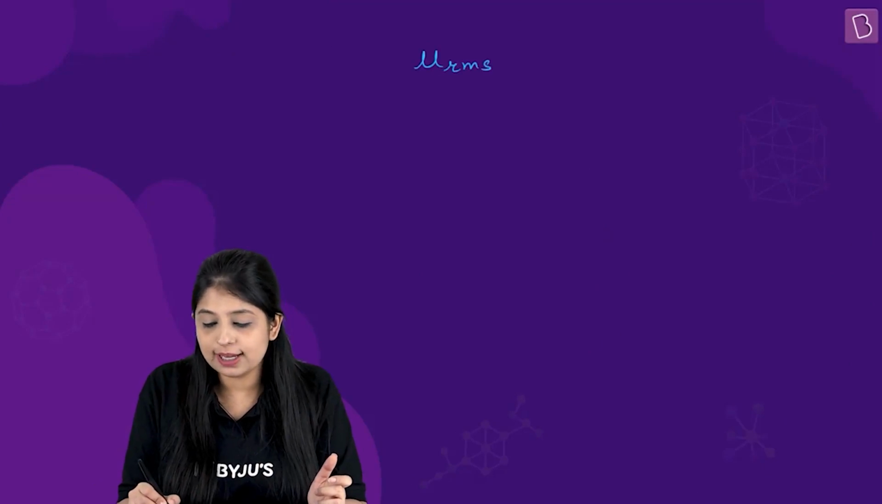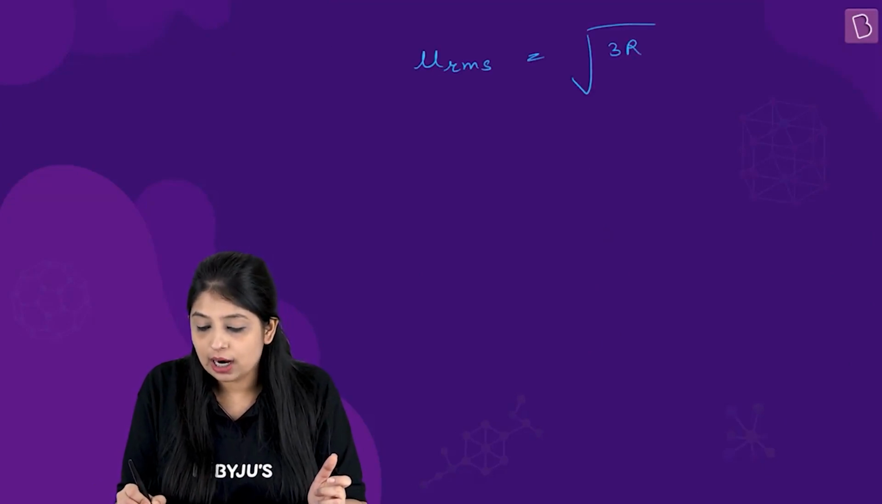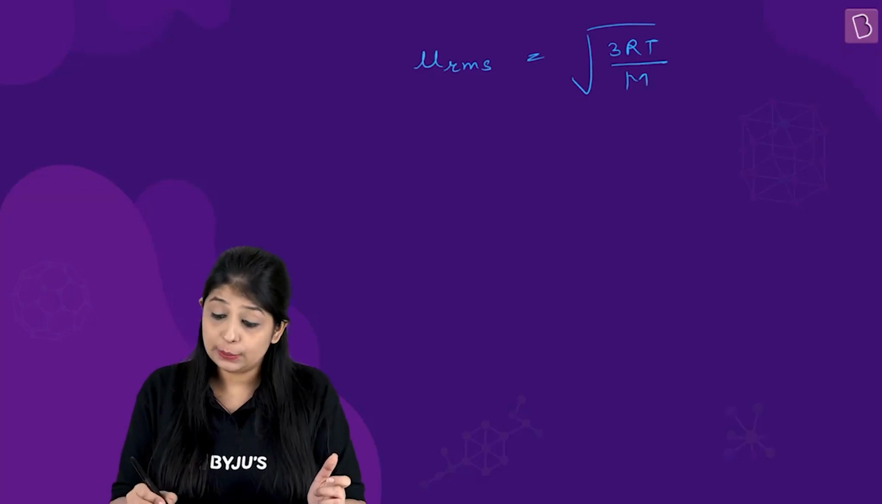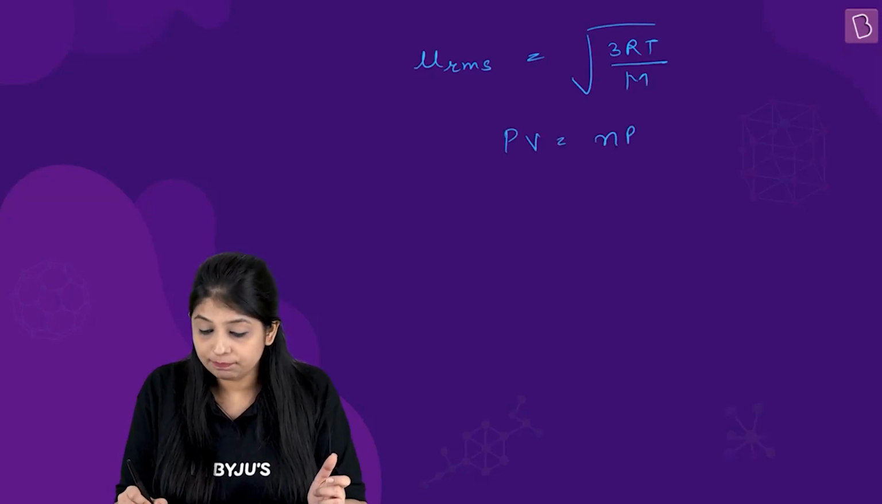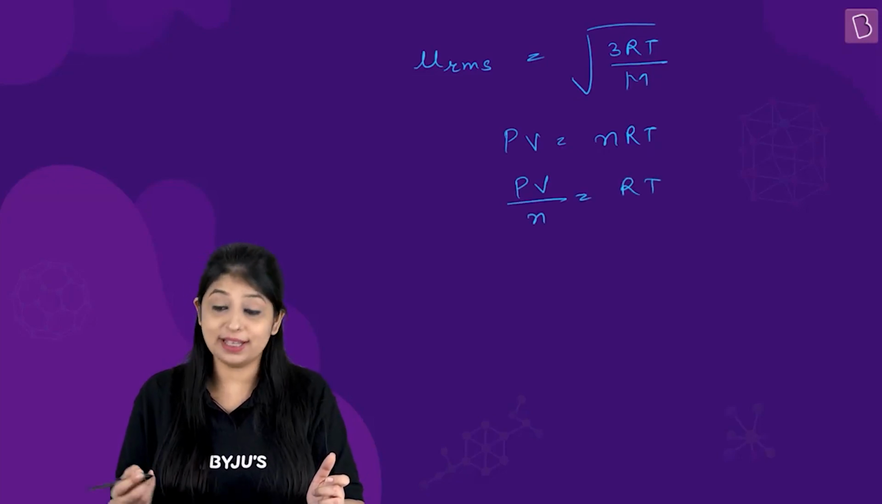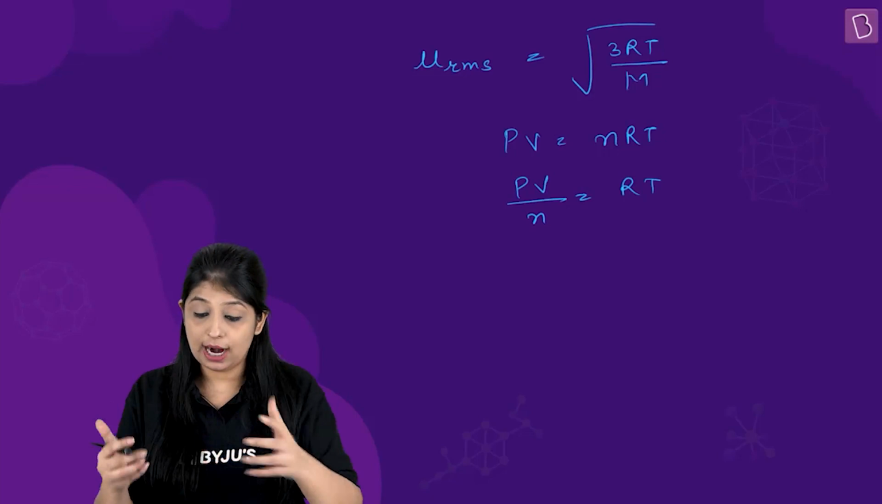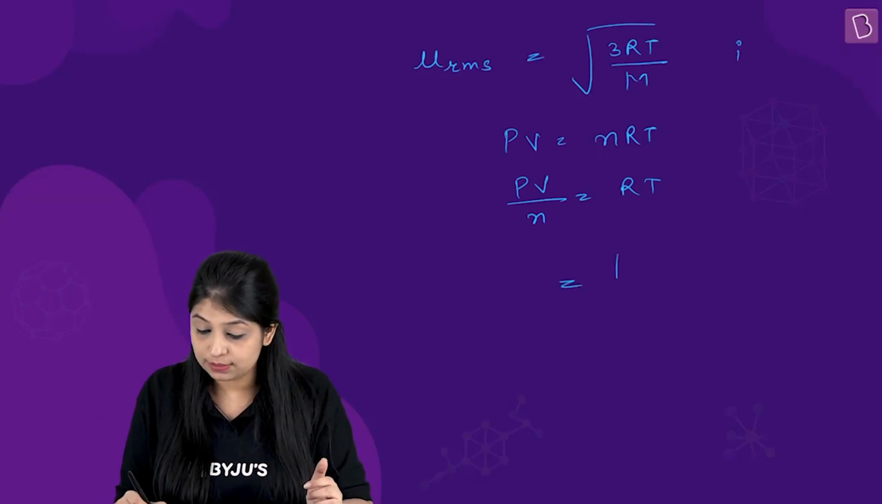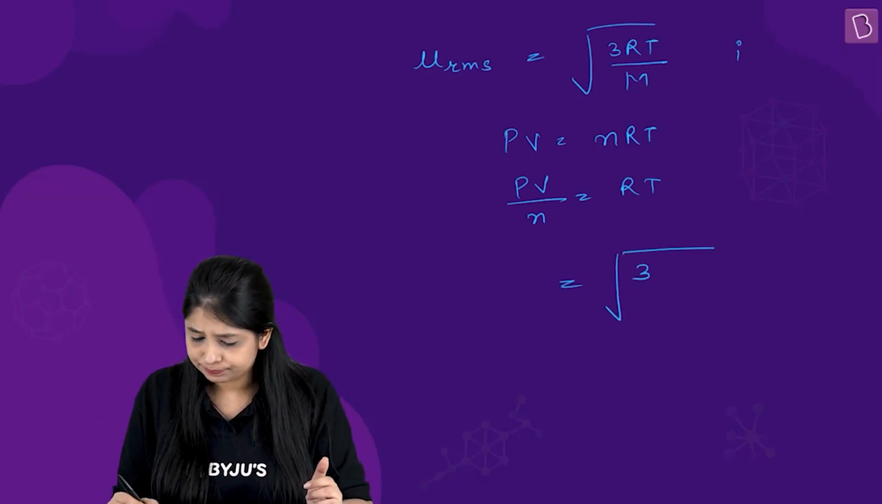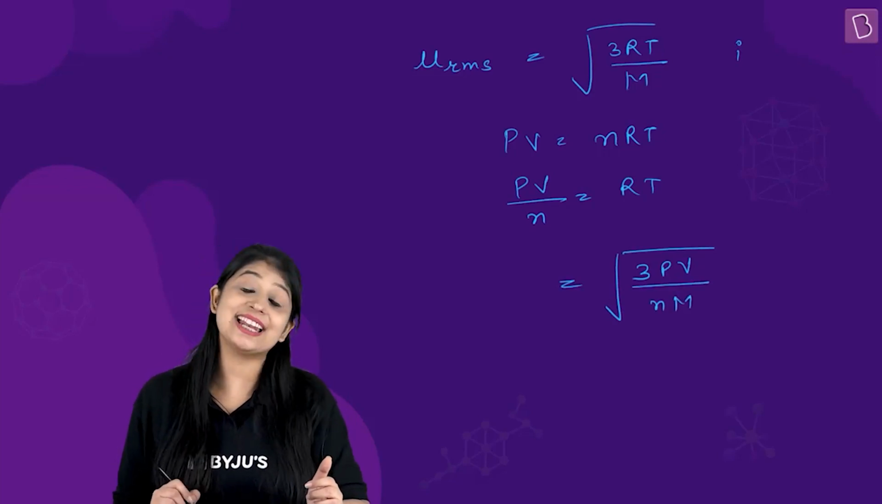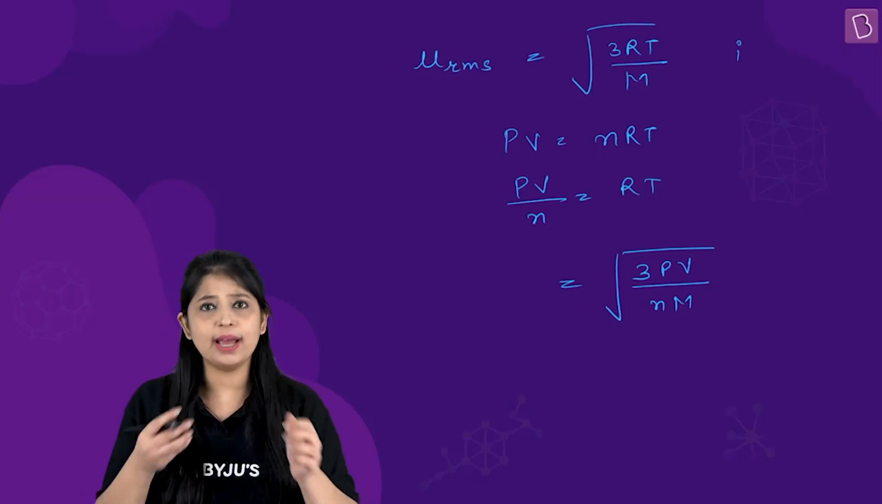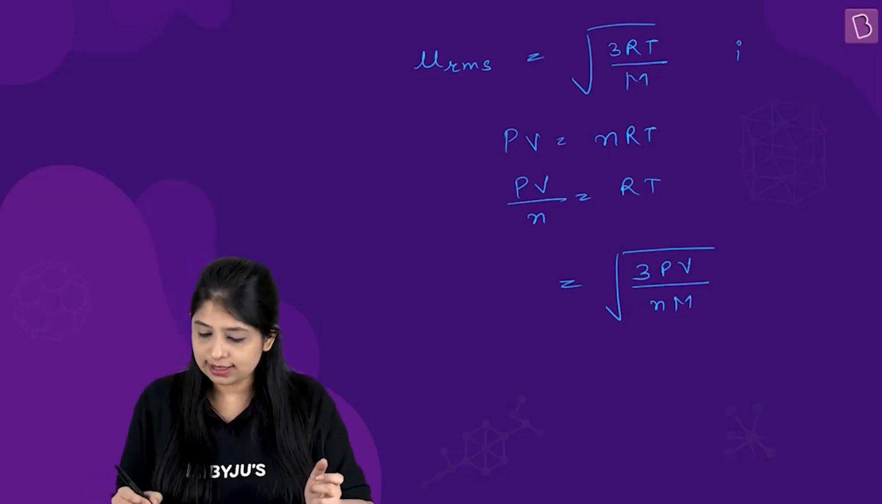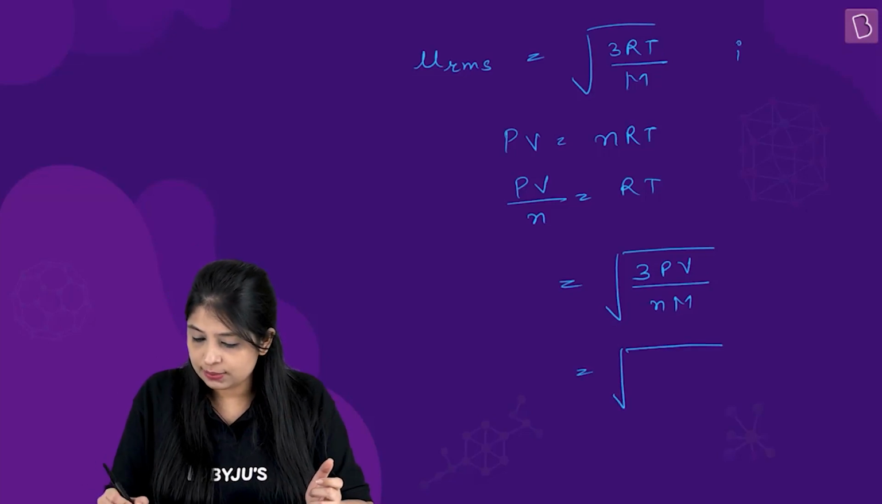Okay, so what do we know about URMS? We know the formula is under root of 3RT by M, right? We also know that PV is equal to nRT. So PV by n becomes RT. So we can substitute this value of RT in our equation 1. So this comes out to be under root 3PV upon nM, right? And what is n? n is the number of moles, which is given by given weight upon molar mass, right? So I'll substitute that as well.